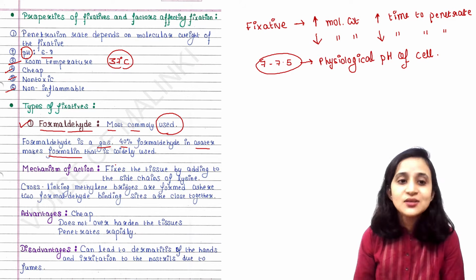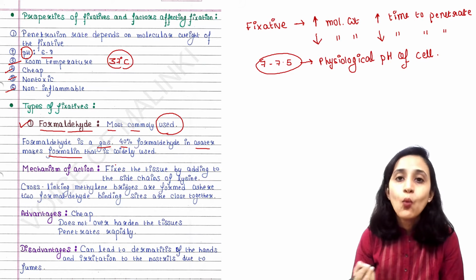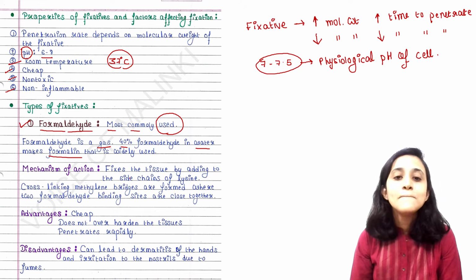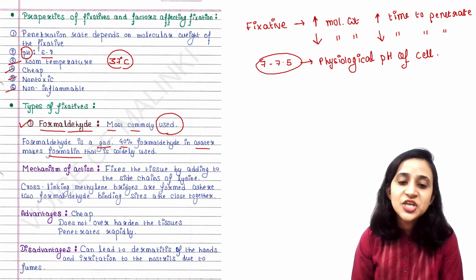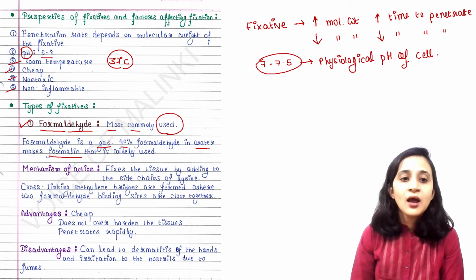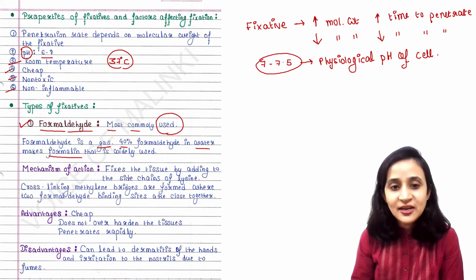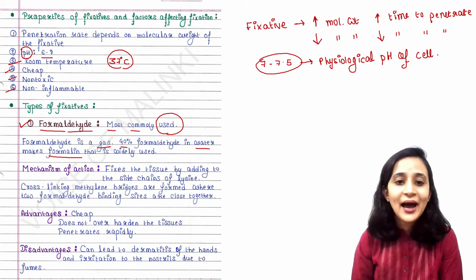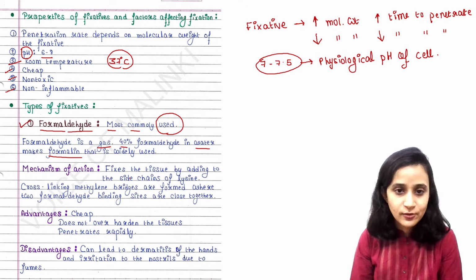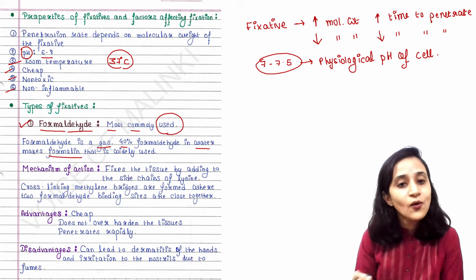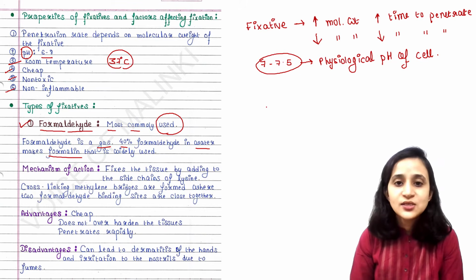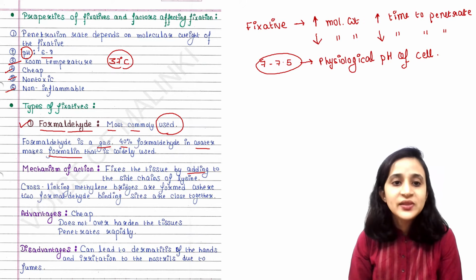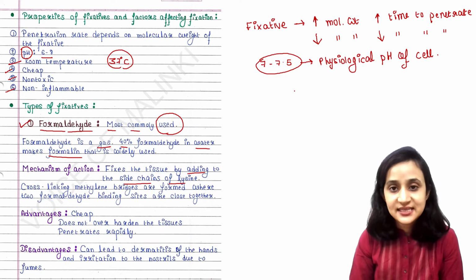Mechanism of action. So how does this formalin work as a fixative? It fixes the tissue by adding to the side chains of lysine. Cross-linking methylene bridges are formed where two formaldehyde binding sites are close together. So how does it fix the tissue? It basically adds to the side chains of lysine.